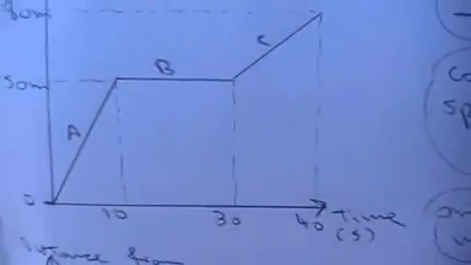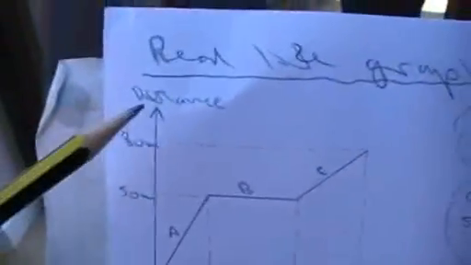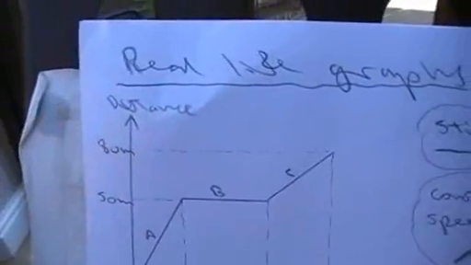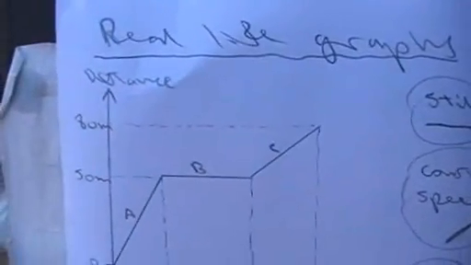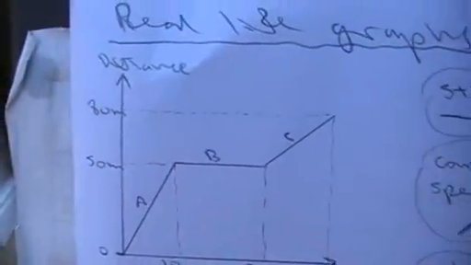Now, firstly, real life graphs. On real life graphs, time always goes along the bottom, okay? Time always along the bottom. Then up the side you could have distance or speed. Later on, by year 10, you'll be looking at displacement and velocity as well.